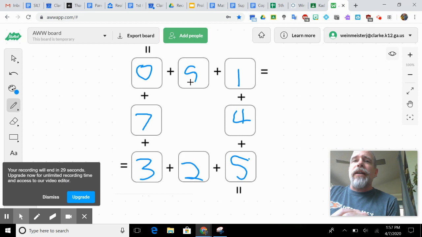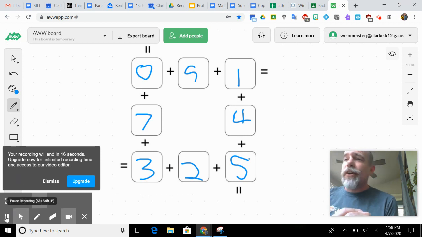0 plus 9 plus 1 is 10. 1 plus 4 is 5, plus 5 is 10. 5 plus 2 is 7, plus 3 more is 10. 0 plus 7 plus 3 is 10. That's the solution. I hope you had fun solving this one.